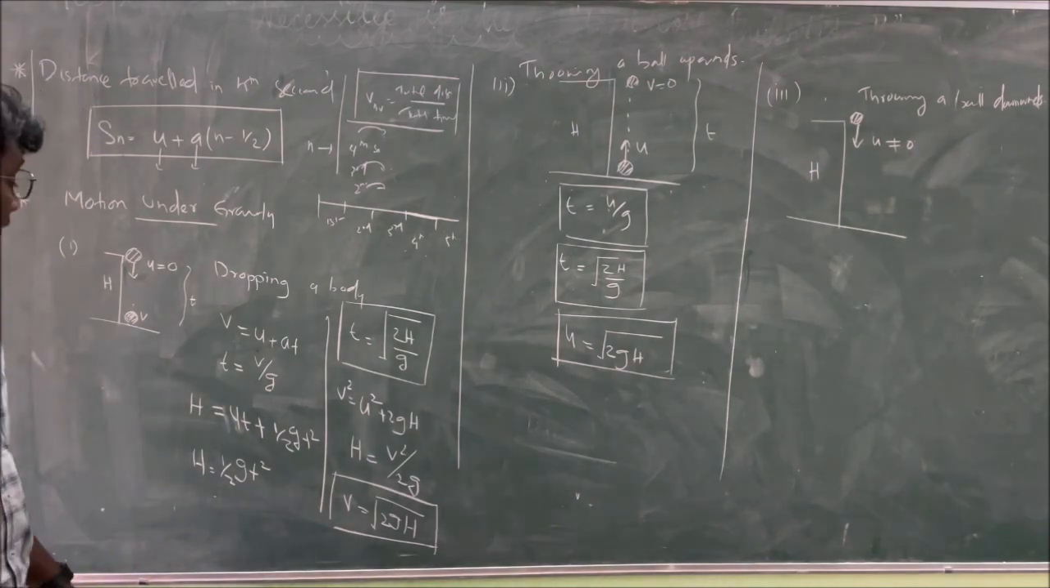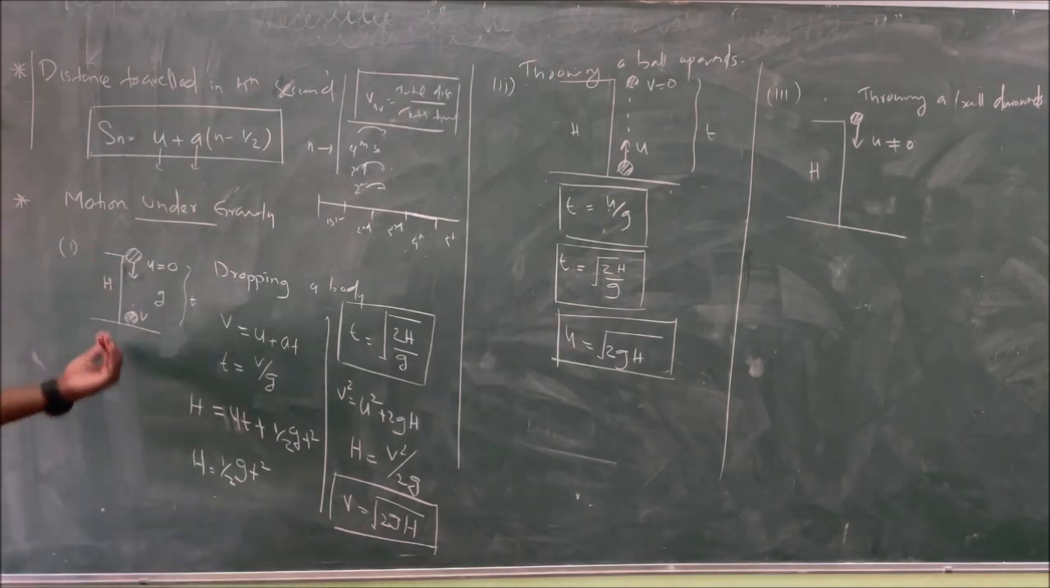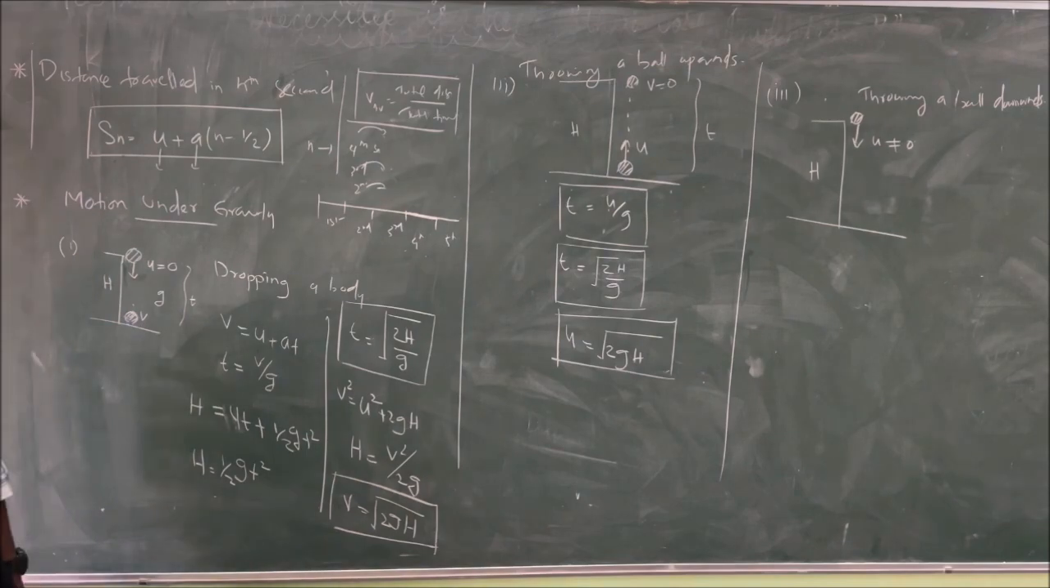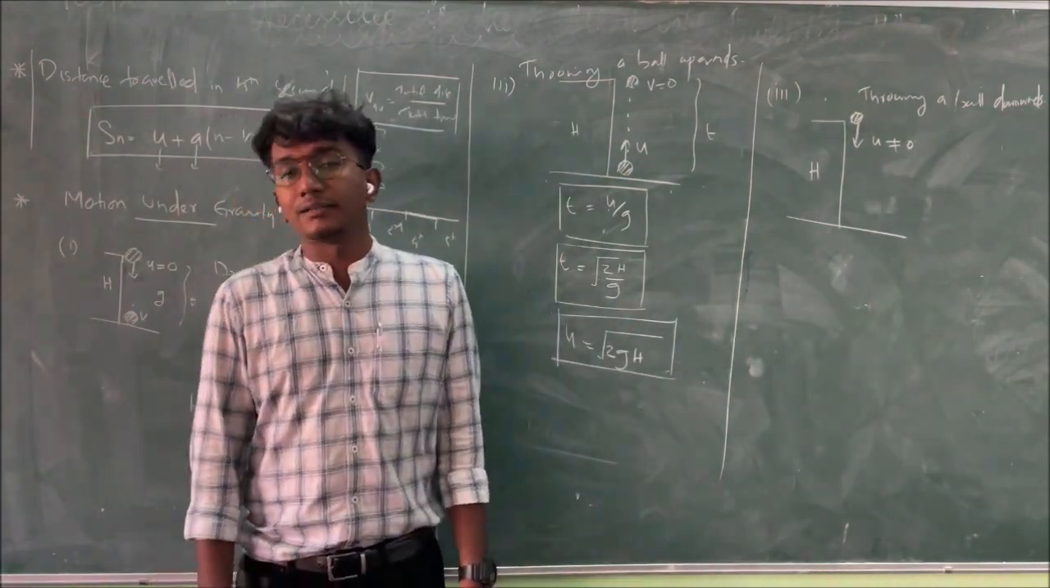Velocity is v. What is the acceleration acting on this body? g downwards. Okay, that is why it is coming down. So what you have to do is think about it. You don't need to look at what I did here.